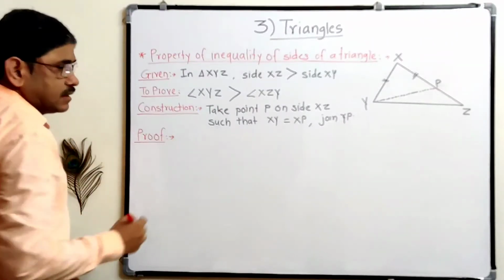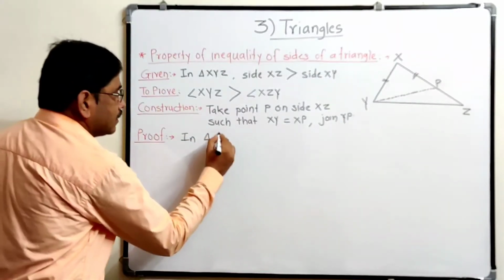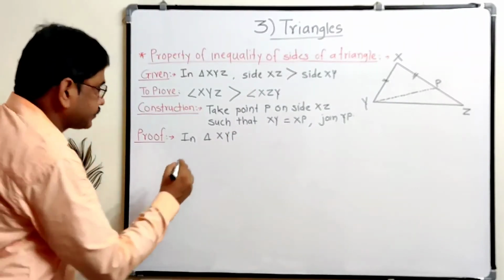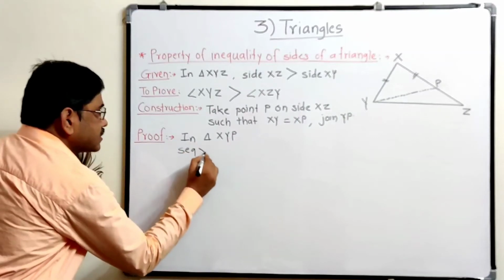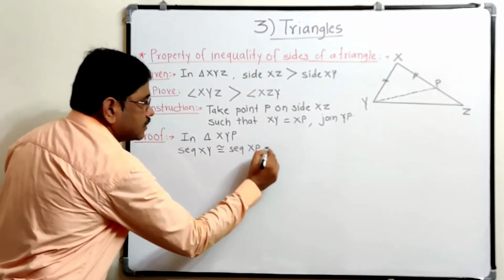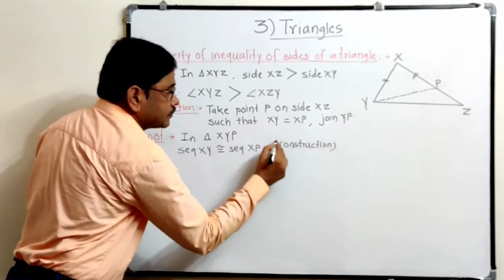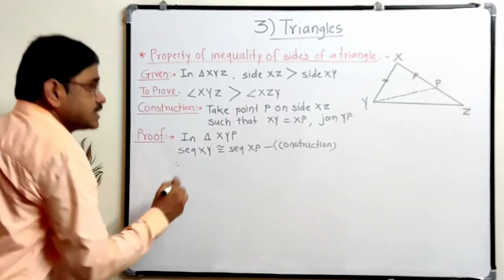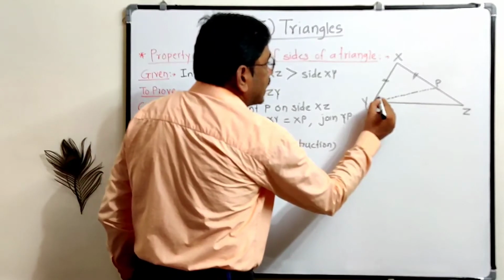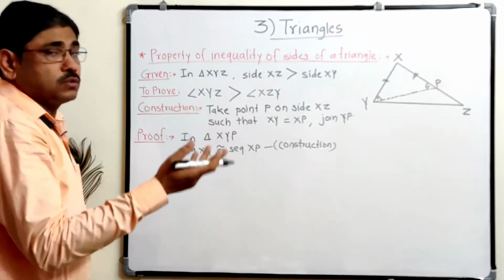Here the proof is already given. Sometimes that proof is in the form of an activity. So in triangle XYP, first step, what is given? Side, this segment XY is congruent to segment XP. This is our construction. We can write the reason: construction. Therefore this has become an isosceles triangle, and in an isosceles triangle these two angles become congruent, this one and this one. If two sides are congruent, then the angles opposite to them are also congruent.